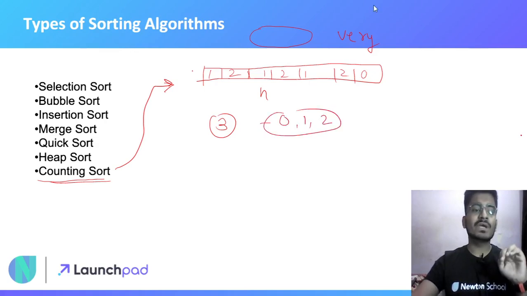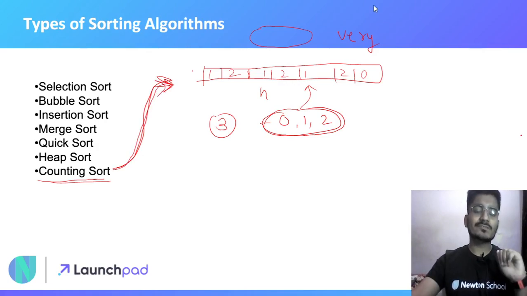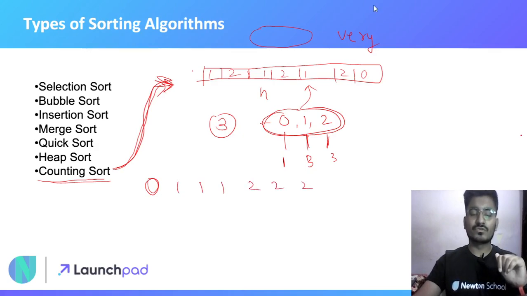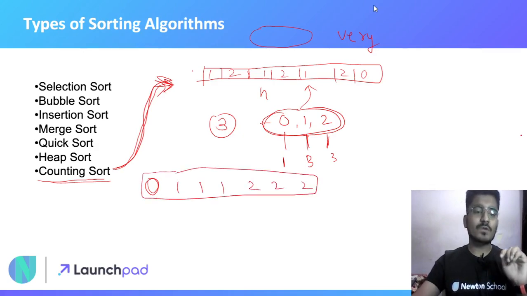So the prerequisite of counting sort is that the different or unique elements in your container should be very few. In that case you can perform counting sort, and what you do is count the frequency of each element. Like you have one 0, three 1s, and three 2s. Now you can place the 0 at the start, then place the three 1s, and then the three 2s. In this way you do counting sort.